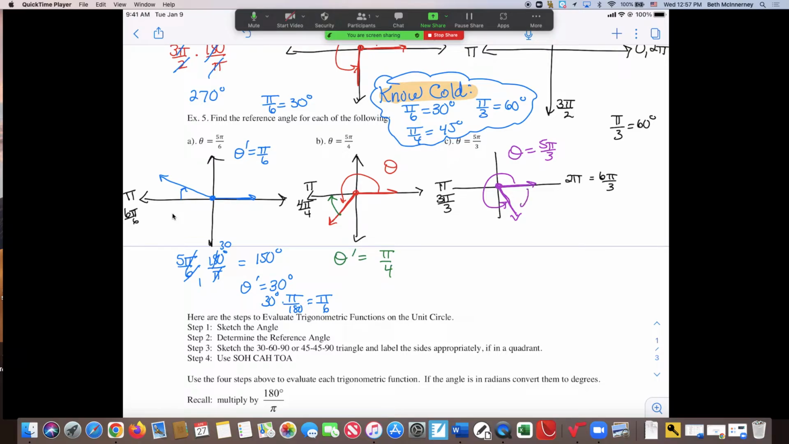So then my reference angle, how far am I away from the x-axis? I'm pi over 3 away. You remember when we talked about reference angles, they're always positive between 0 and 90. So when we're in radians, it's going to be between 0 and pi over 2. But they will always be positive.